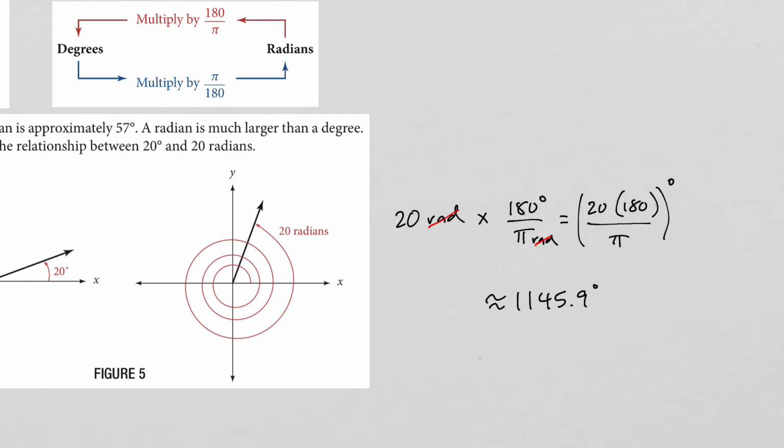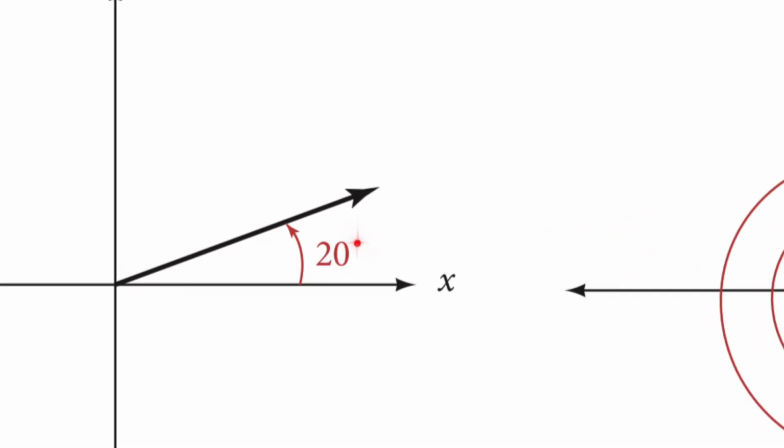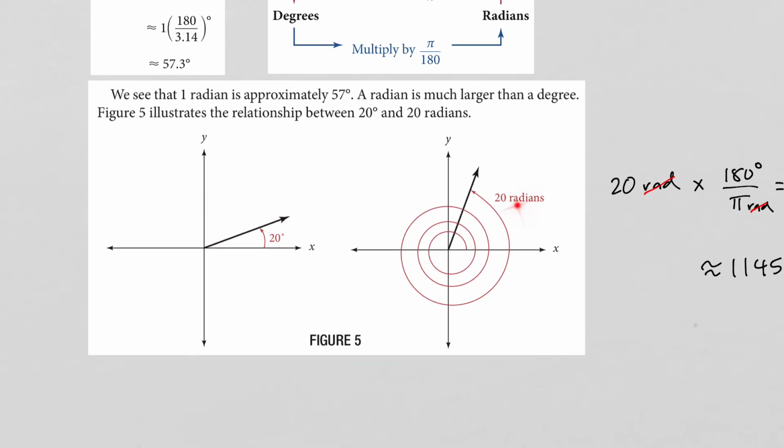So again, the whole point here is just to make sure you fully understand that radians and degrees are completely different, right? So 20 degrees and 20 radians are really, really different angles. And it's very important that we make the distinction. The only way to make that distinction is, when you're measuring an angle in degrees, you have to make sure you put the degree symbol. And when you're measuring an angle in radians, you need to either write the word radians or leave it blank, right? Do not put the degree symbol when you are talking about radians.